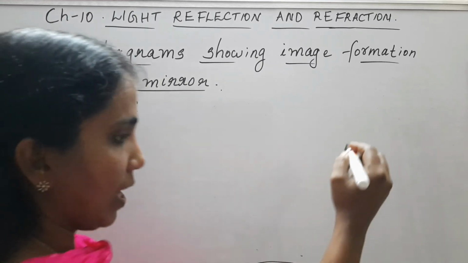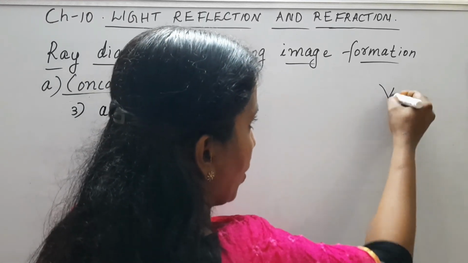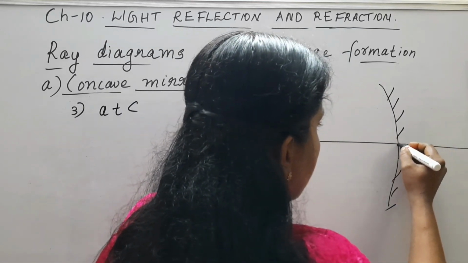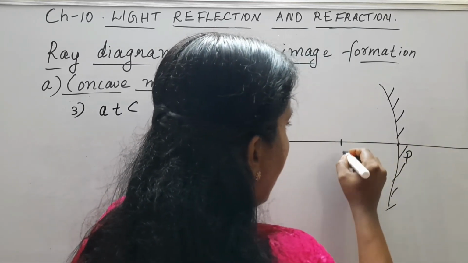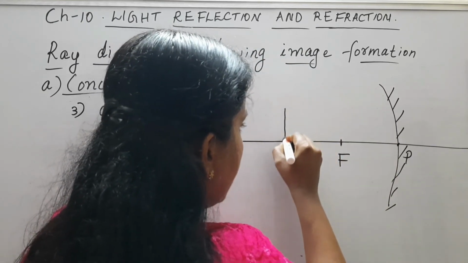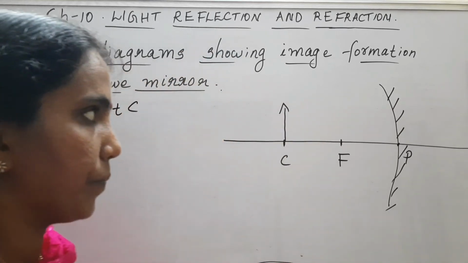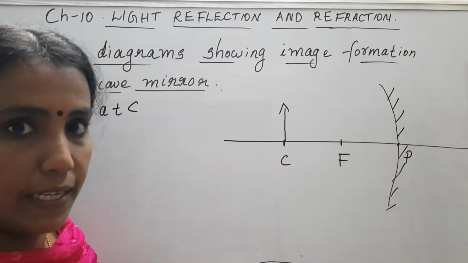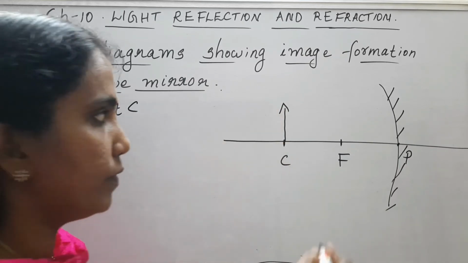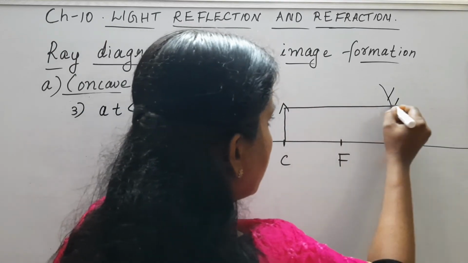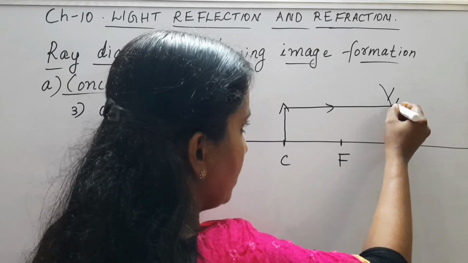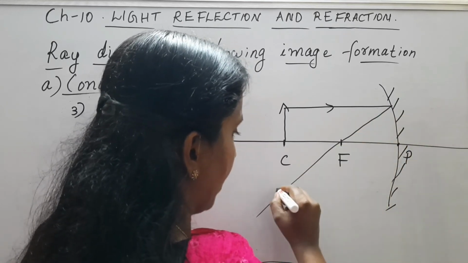So the object is kept at C. So we are drawing a concave mirror and the principal axis, this is the point P, then F, here comes C. Now at C we are keeping the object. So how to start drawing? As I said earlier, minimum 2 incident rays you have to draw from the head of the object. So first ray, always we are drawing the first ray to be parallel to the principal axis. That is the easiest one.